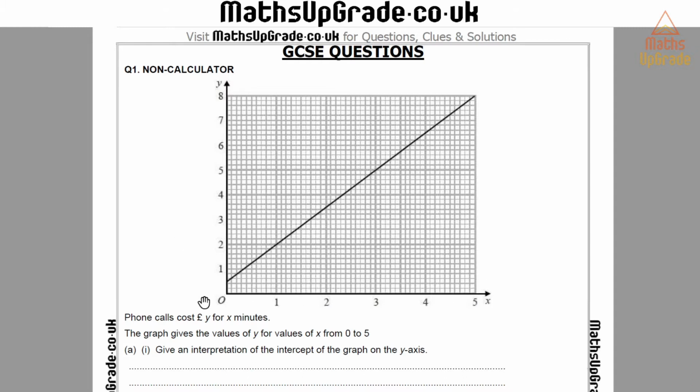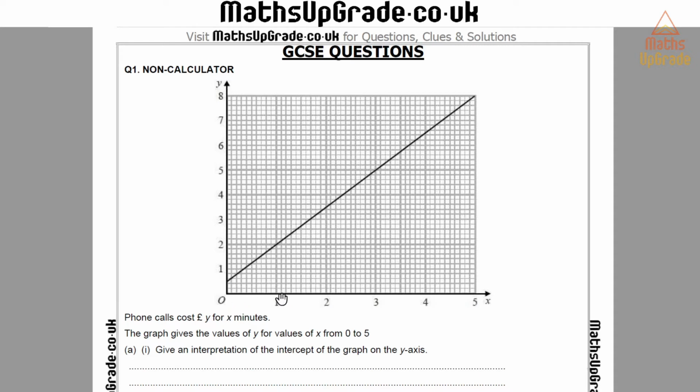So here you can see the X-axis. This is the number of minutes you spend on the phone, and this must be the cost of the call. Give an interpretation of the intercept of the graph on the y-axis. So the intercept is where this line cuts the y-axis. So this is the intercept here. We need to give an interpretation of what it is.